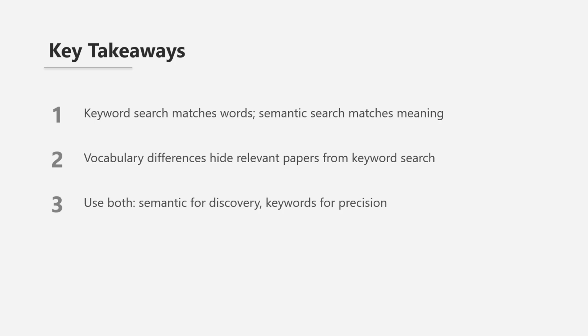Here's what I want you to remember. The limitation of keyword search isn't the tools. It's the assumption that you know the right words to search for. That assumption breaks down constantly in research. Semantic search removes that limitation. You describe what you're looking for, and the system finds relevant work regardless of how authors phrased it. This is particularly transformative for interdisciplinary research, for emerging topics where vocabulary isn't standardized, and for researchers entering new fields.